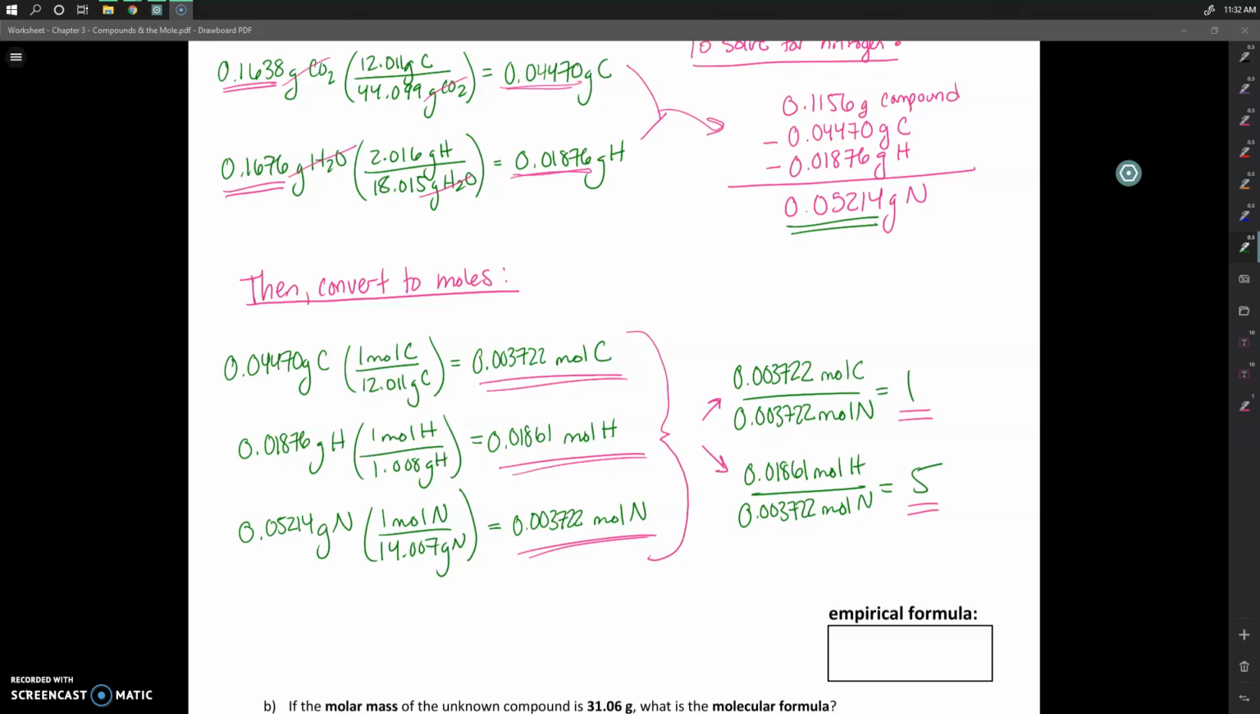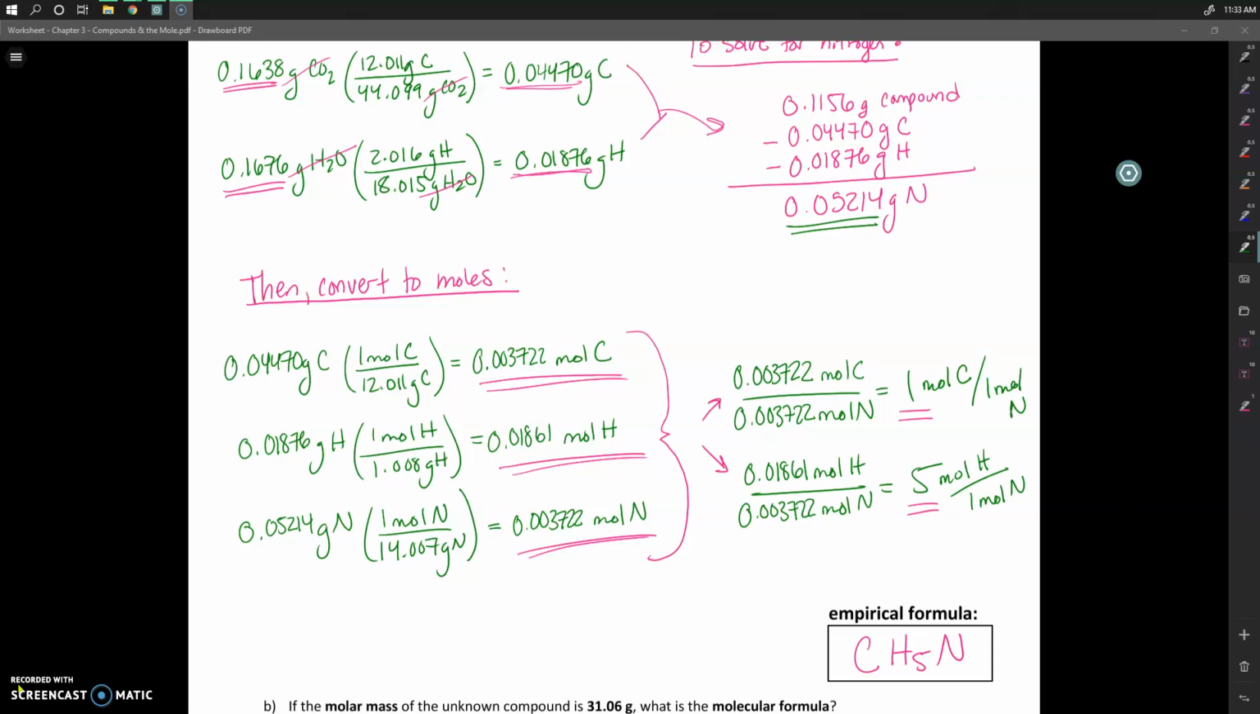And let's remember how to interpret this. This 1 is interpreted as 1 mole of carbon for every 1 mole of nitrogen, right? Because that's the way I compared those two. That's what that 1 means. Now, in terms of the hydrogen, if I divide the hydrogen by the number of moles of nitrogen, I'm getting 5. And so again, remember, this means 5 moles of hydrogen per every 1 mole of nitrogen because of the way that I've defined that. So these mole ratio comparisons are actually giving us our subscripts for the empirical formula.